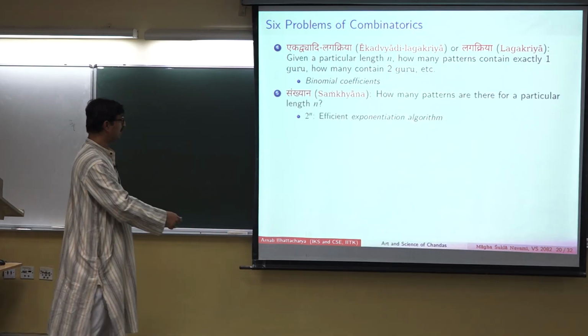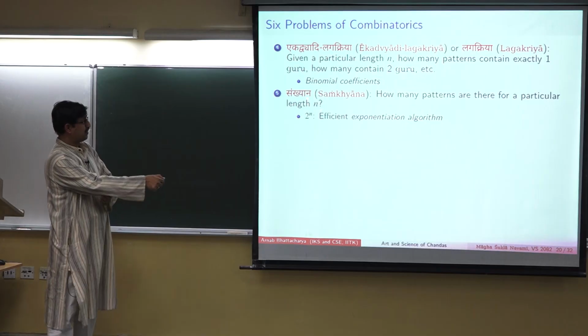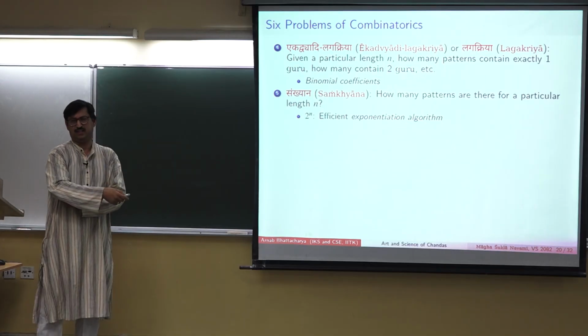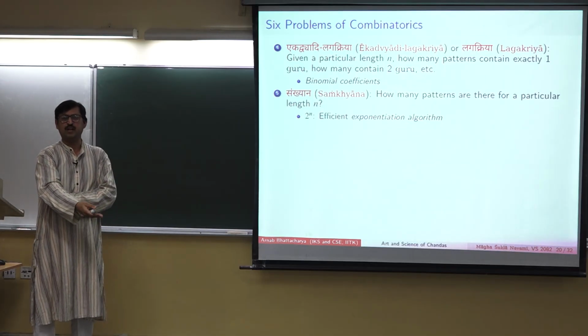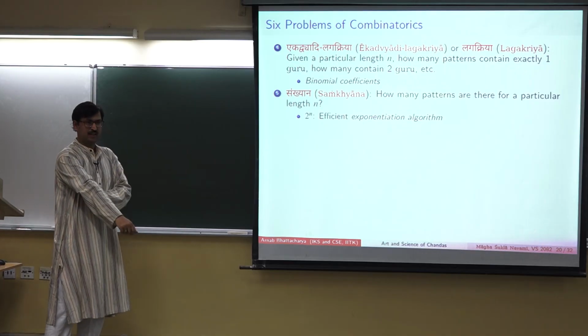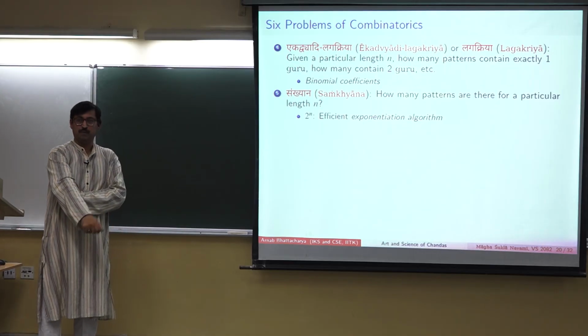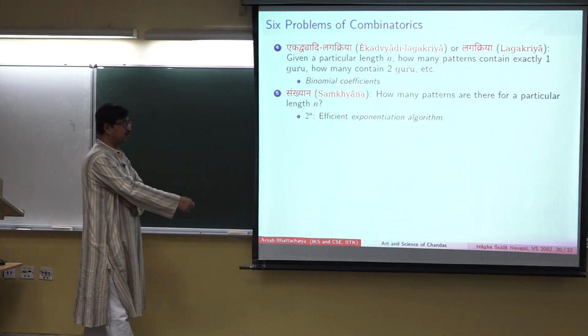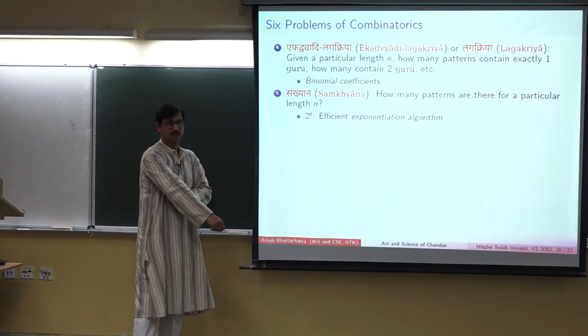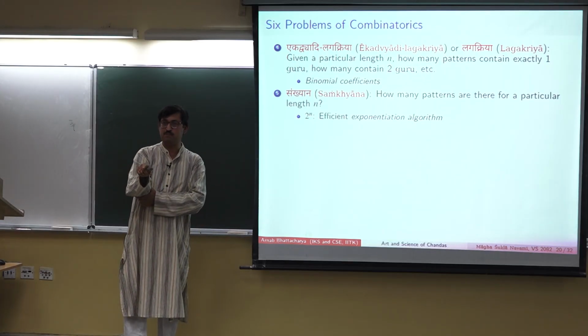Correct? The third one is Sankhya: how many patterns are there? I mean, you keep saying all of this. How many total patterns are there? 2 to the power n, right? What is the big deal about it? How do you compute 2 to the power n? I give n a very large number. So will you multiply that many times?